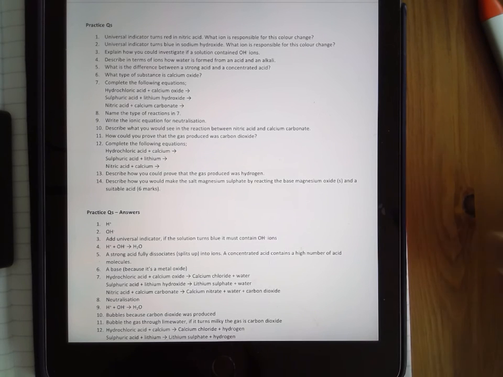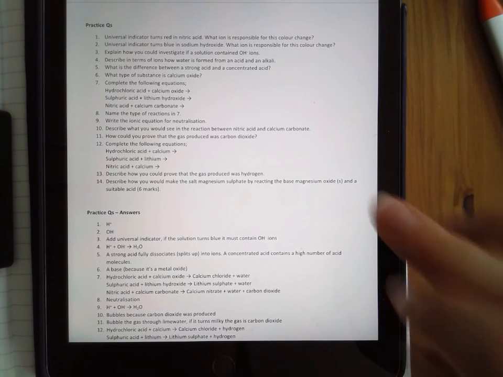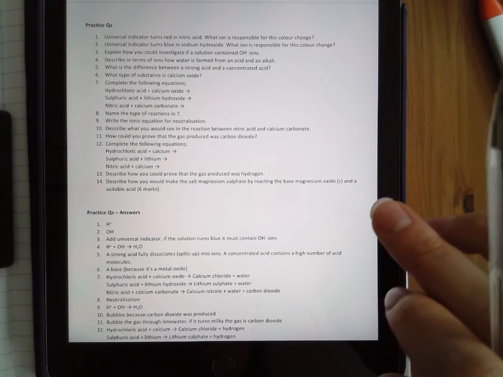Reading it is not enough. You need to practice writing it out. So even if you learn off the answer, close your book over and practice writing what you've just learned. It's really, really important. So press pause and have a go at that instead of just looking at the answer.